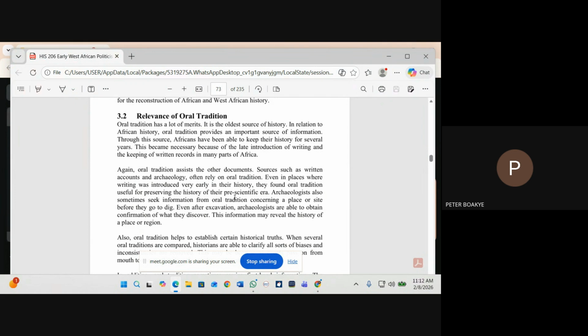Now, what are the significance or the relevance of oral tradition? Oral tradition has a lot of advantages. It is the oldest source of history. In relation to African history, oral tradition provides an important source of information. So take note: oral tradition assists other sources such as written accounts and archaeology. They often rely on oral tradition.